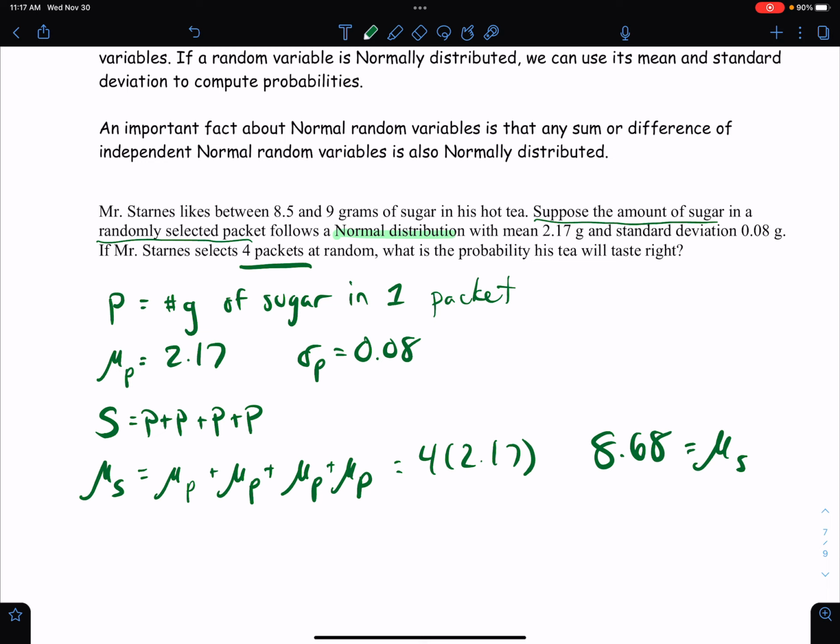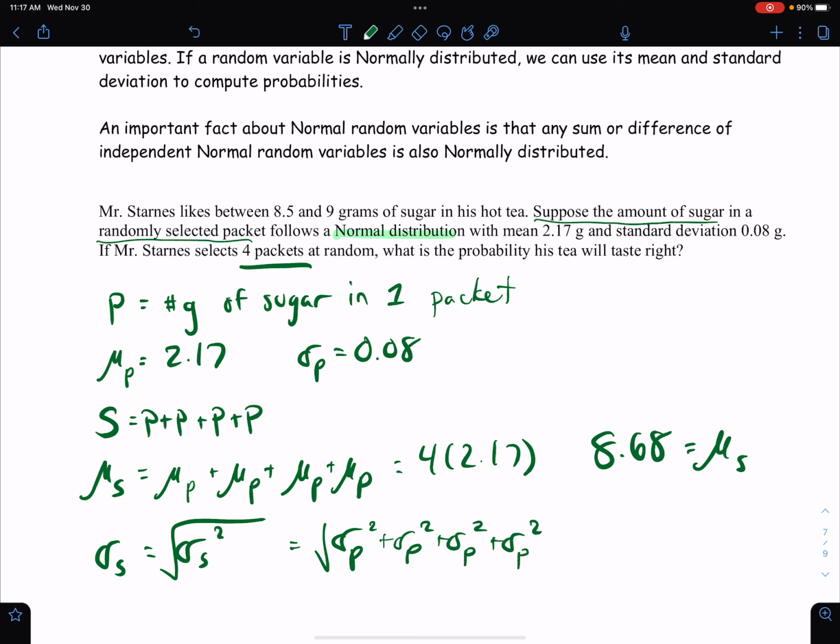Now I gotta find the standard deviation. So remember, we have the standard deviation of one packet. To find the standard deviation of 4 packets, which I'm calling S, we need to first find the variance. We can't just add the standard deviations and then square root it. So we have to take each of the variances. We have 4 packets, so we would add 1, 2, a third variance, and a 4th variance, and square root it.